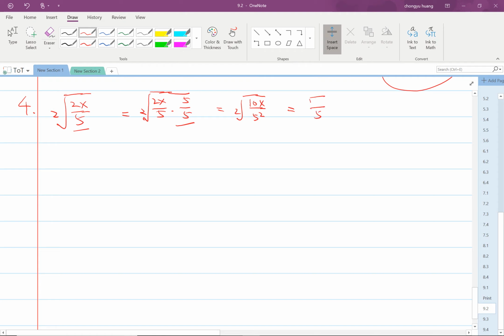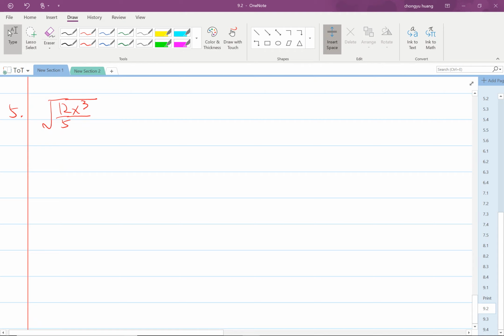Basically our final solution is this. The 5 squared, the power 2 is gone, and what we have is 5. On the numerator, it will be the square root of 10x, because we cannot make anything to the power 2, so we just leave it as it is. Let's move into question 5.